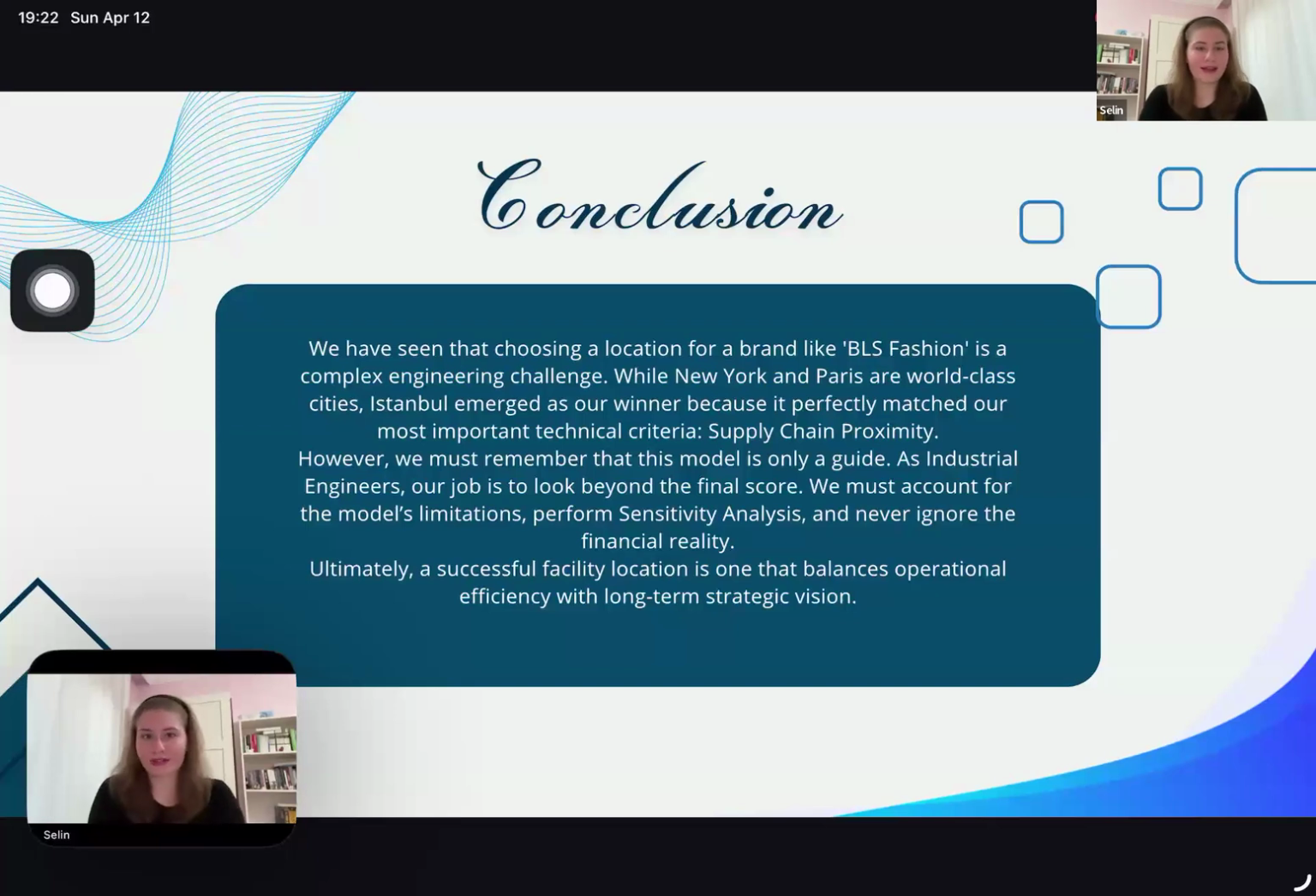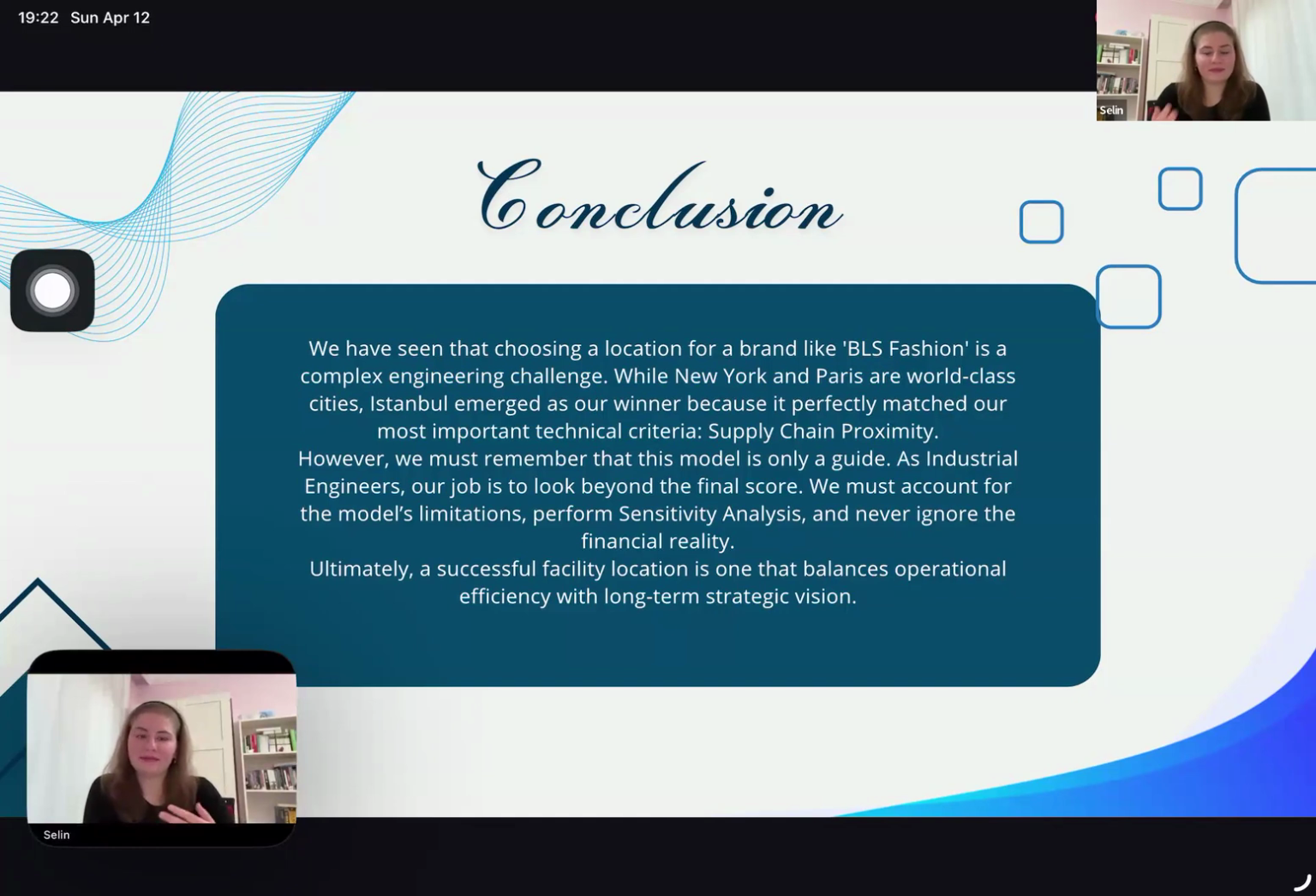In conclusion, we have seen that choosing a location for a brand like BLS Fashion is a complex engineering challenge. While New York and Paris are world-class cities, Istanbul emerged as our winner because it perfectly matched our most important technical criteria, supply chain proximity. However, we must remember that this model is only a small guide.